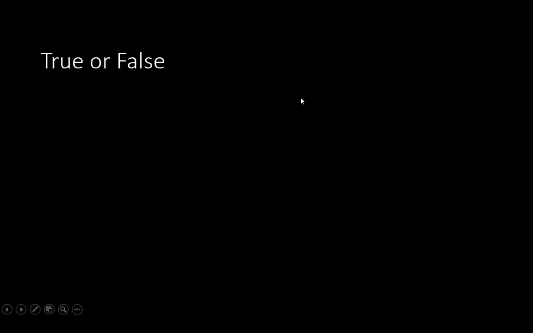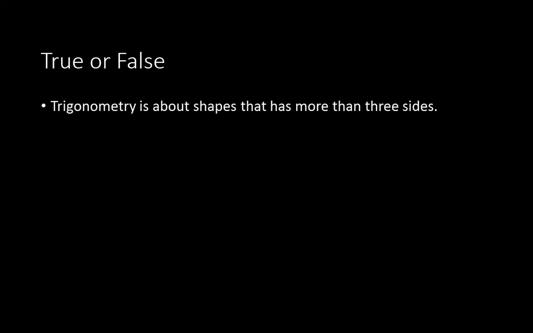There you go. So we have the first statement. Trigonometry is about shapes that have more than three sides. So this one is actually easy. And if you don't know the answer here, then let's just say I'm disappointed, but just kidding. Basically, the answer here is false. All right? It's actually false.